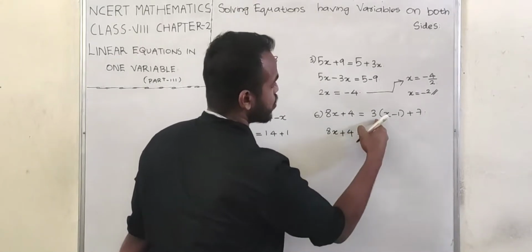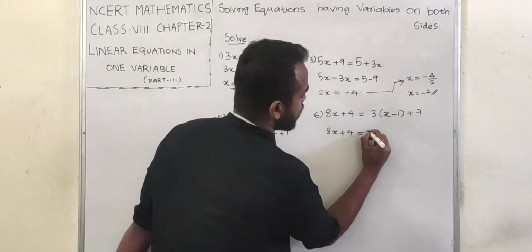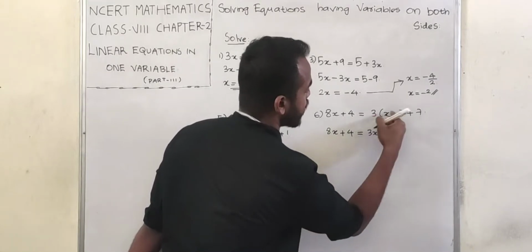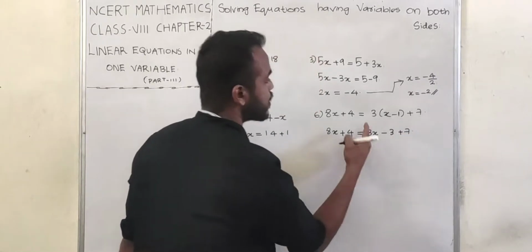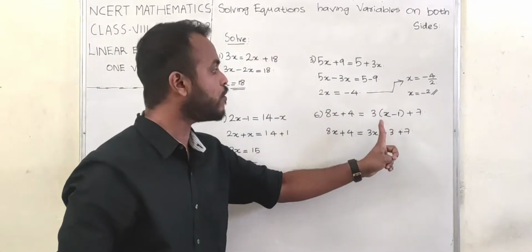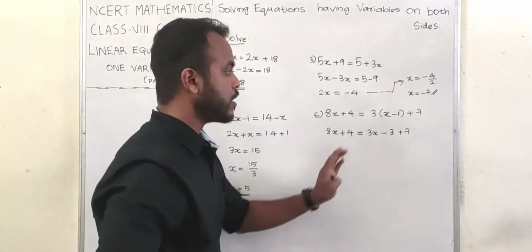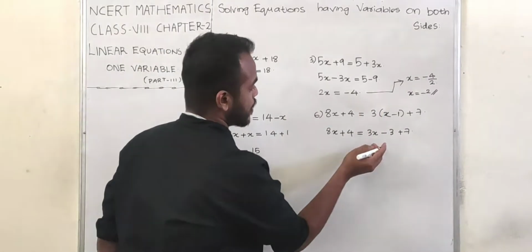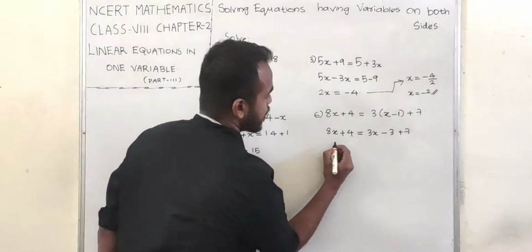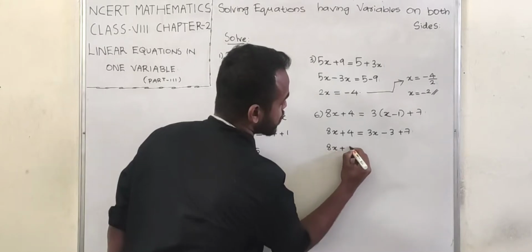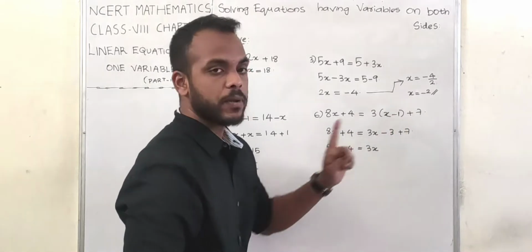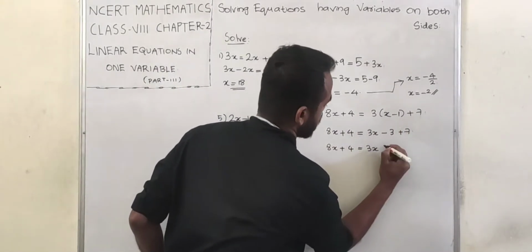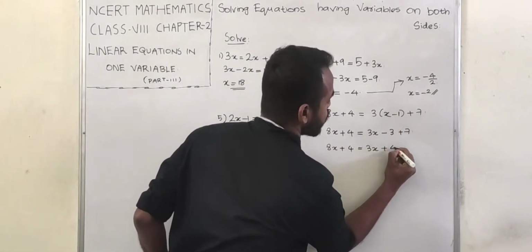8x plus 4 is equal to 3 times x minus 1, which means 3 times x minus 3 times 1, that is 3. I hope you remember what I did. This is called the distributive property of multiplication over addition. Okay, now let's see this. There is some more to be simplified in the RHS. What is minus 3 plus 7? Minus 3 plus 7 is plus 4.